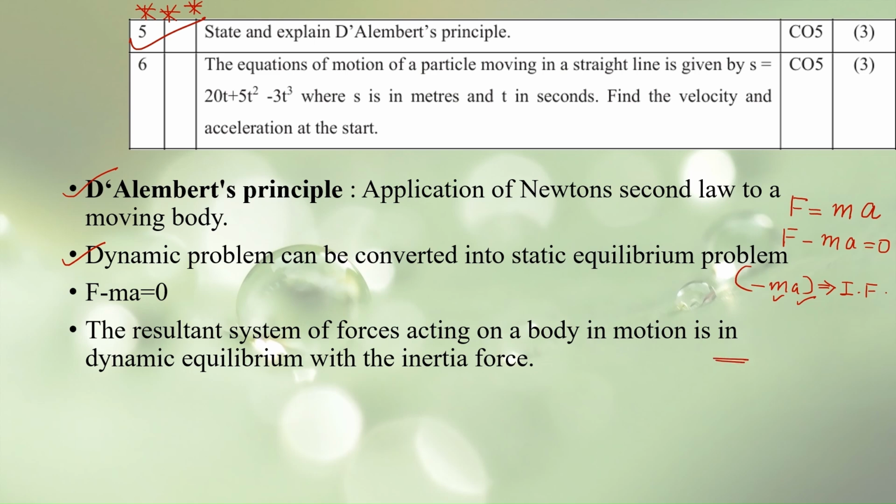If our acceleration is in this direction, our inertia force will be acting opposite to the direction of acceleration, and we can write F plus minus ma is equal to 0. We can write this equation as F plus minus ma is equal to 0, or F minus ma is equal to 0. We can write both ways. This is D'Alembert's principle.